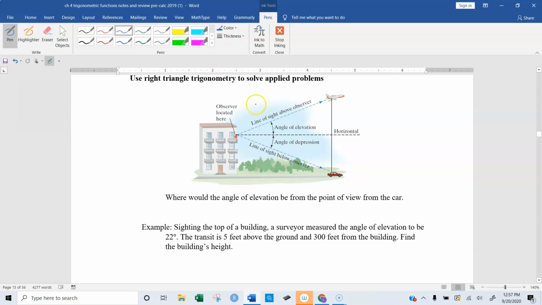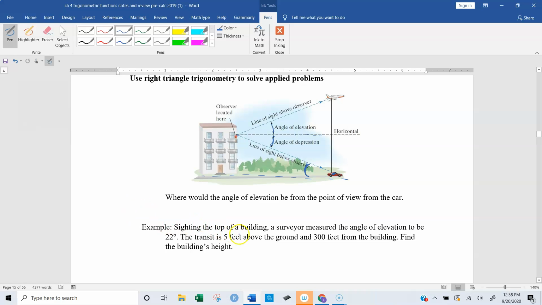It says, where would the angle of elevation be from the point of view of the car? So you're here, where's the angle of elevation? I'm hoping you remember it's right here. This is a geometry class, right? So if this is parallel to the road, and you draw your transversal, alternate interior angles are the same. Remember those words? So this here is the angle of elevation. Well, it says angle of depression here, but remember the angle of elevation going up is the same as the angle of depression going down. These two are also identical.